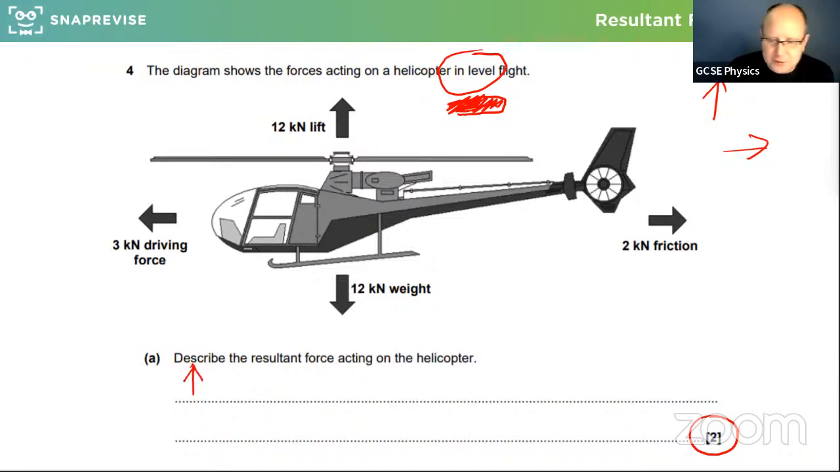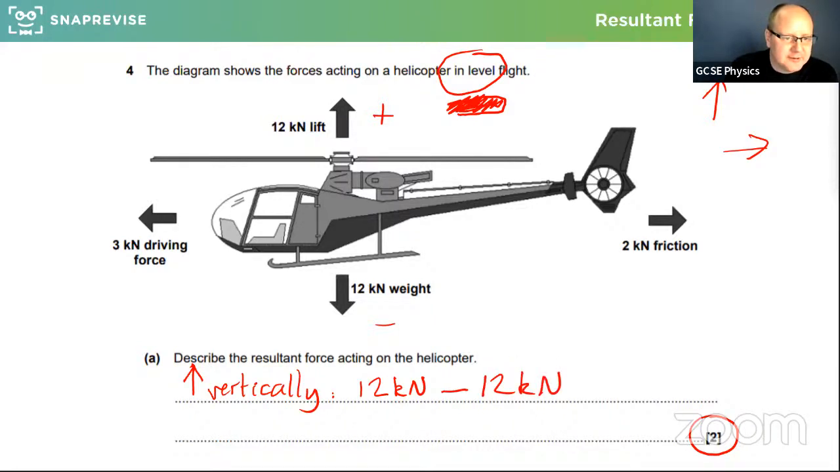Vertically, using shorthand here, I'm using a little up arrow. It's probably better in an exam for you to write the word vertically, just to remove any doubt for the examiner. So vertically, we've got 12 kilonewtons upwards. I'm going to say upwards is positive, and downwards is negative. I've just made that arbitrarily. So we've got to take away 12 kilonewtons from 12 kilonewtons, and that's going to be zero newtons. So vertically, there is no force acting. Those two 12,000 newtons cancel each other out.